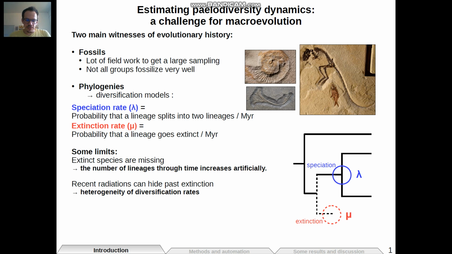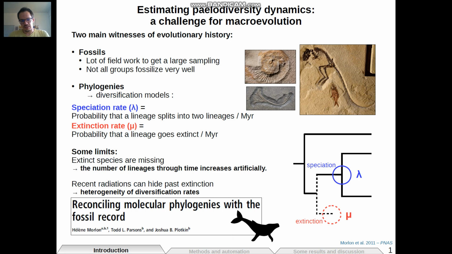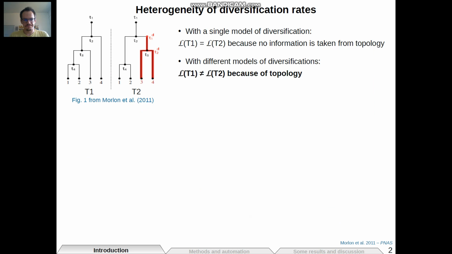Of course, there are some limits, and the main one is that extinct species are missing in most cases, so the number of lineages through time increases artificially. Sometimes recent radiations can also hide past extinction and create too much heterogeneity of diversification rate within the same tree. By taking into account this heterogeneity, Morlon and some colleagues reconciled molecular phylogenies with the fossil record, and they applied this to the Cetacean phylogeny.